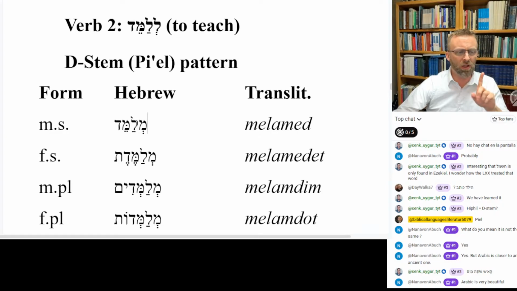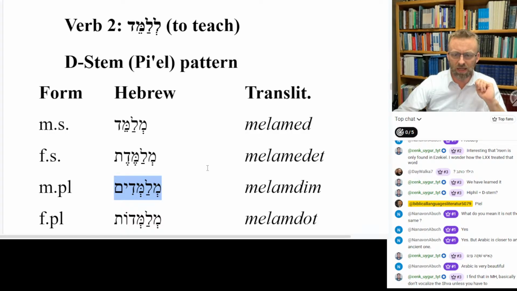This is a pattern for the D stem. You can rip out the lamed, the mem, and the dalet and replace them with any other verbal root, those three letters, and it would be in the D stem. Okay? It's almost like plug and play. Milamed, masculine singular. Feminine singular, milamedet. Masculine plural, milamdim. And feminine plural, milamdot. Yeah, in modern Hebrew, basically don't vocalize the schwa unless you have to.